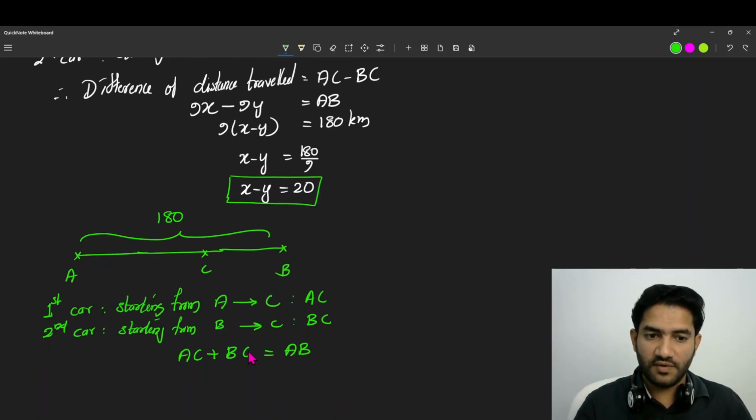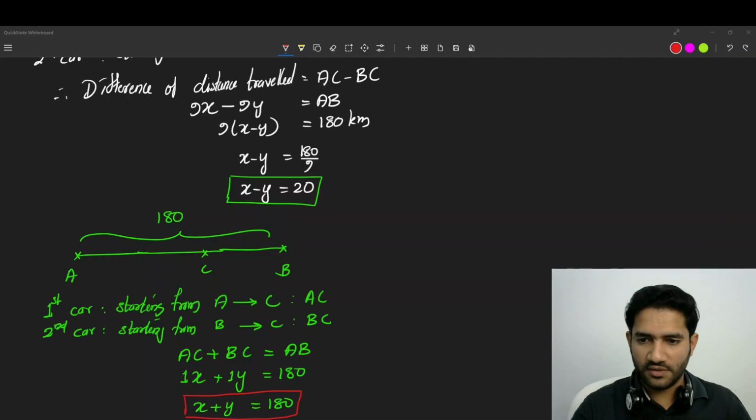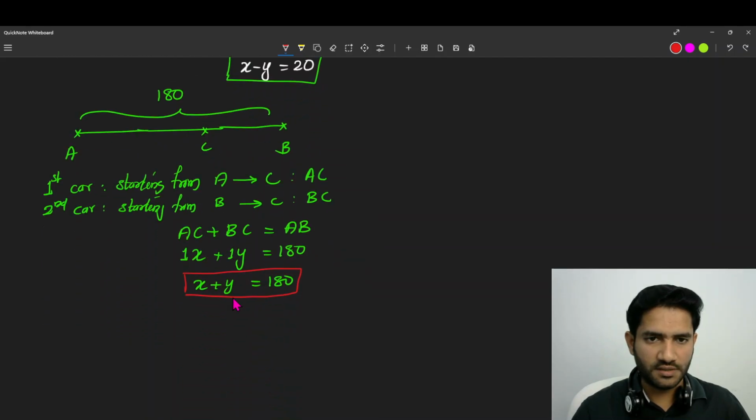AC means distance traveled by first car in 1 hour. That means 1 into x. BC means distance traveled by second car in 1 hour. That means 1 into y equal to 180. So second equation is x plus y equal to 180. So we have two equations. But these two equations are simple because x minus y and x plus y, so adding or subtracting we will get the answer.